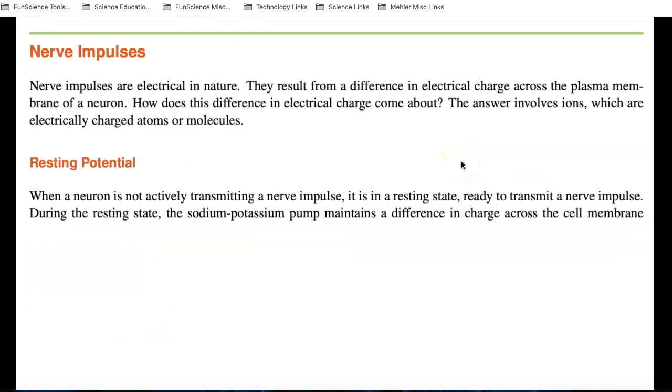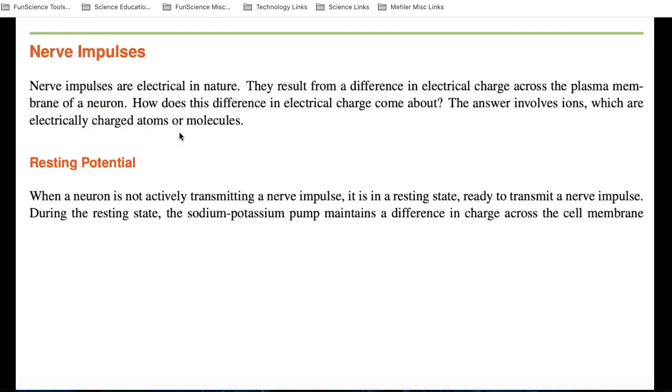This page in our text reminds us that nerve impulses are electrical in nature. We talked about that a little at the beginning, in the welcome to this chapter. Remember, they are measured in millivolts, and they result from a difference in electrical charge across a membrane. We'll see that in a few minutes. How does this difference in electrical charge come about? It involves ions. Remember, ions are electrically charged atoms or molecules.